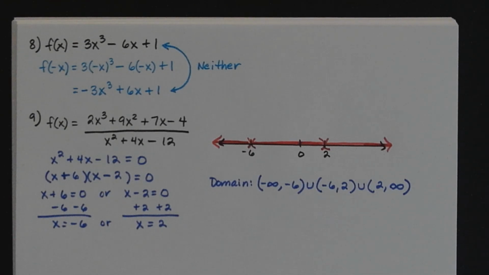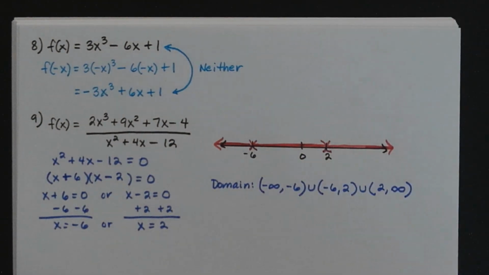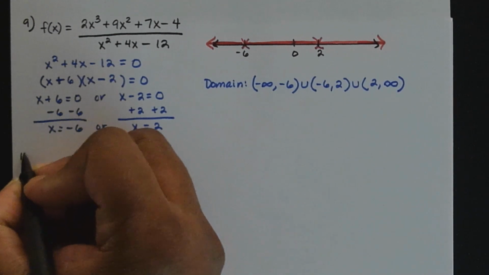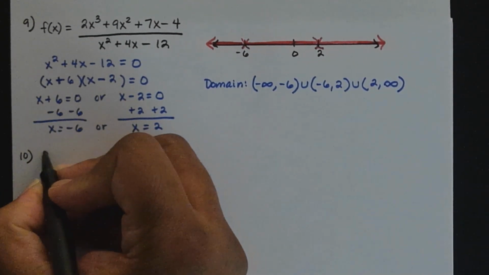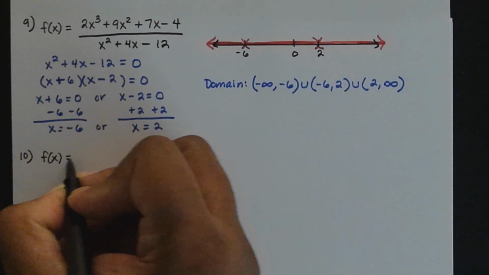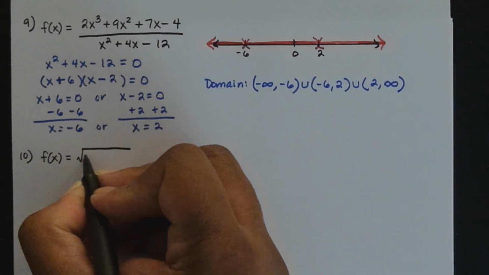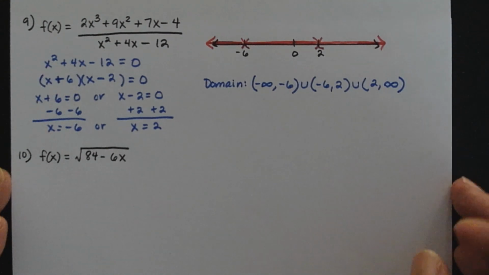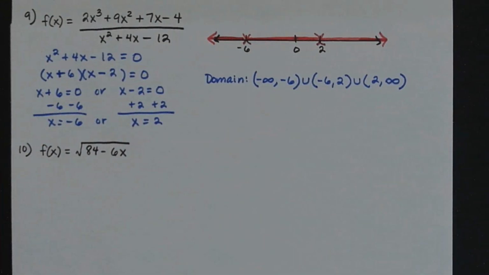Okay, number 10. This time you have a radical function, a square root function. All right, number 10. Here we got f of x is equal to the square root of 84 minus 6x. And here I want to find the domain of that function.